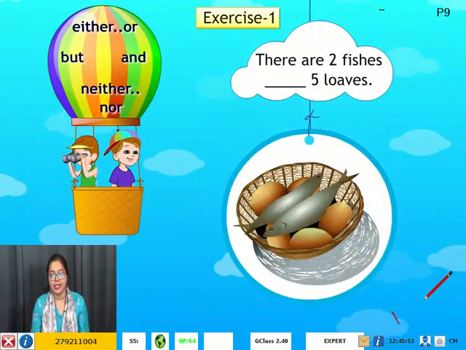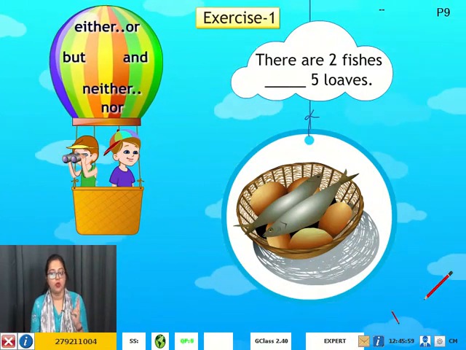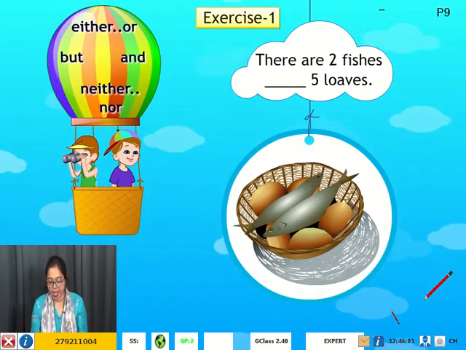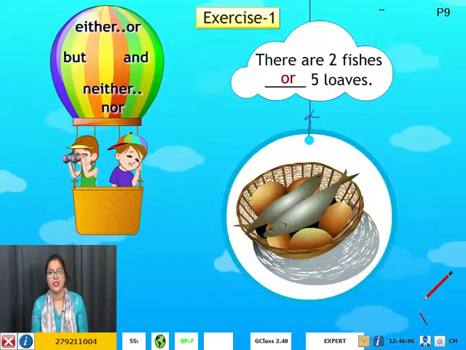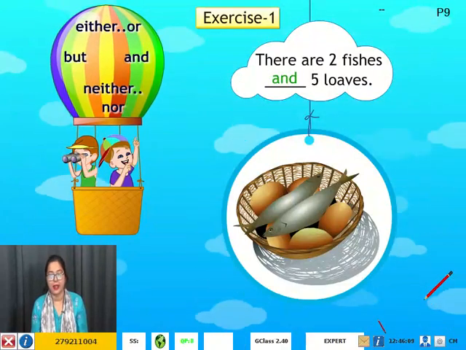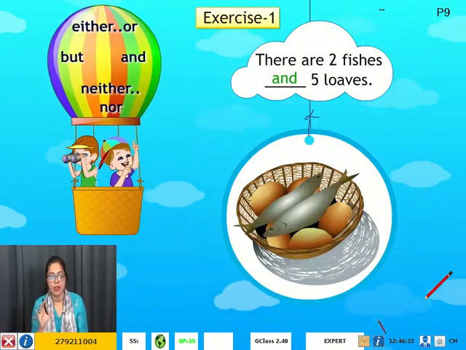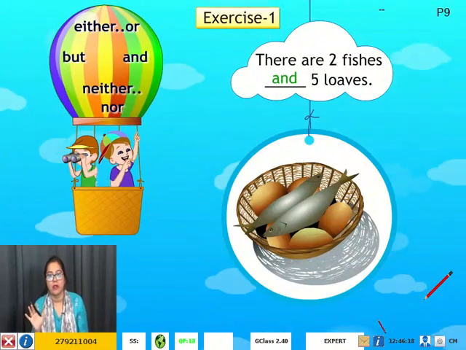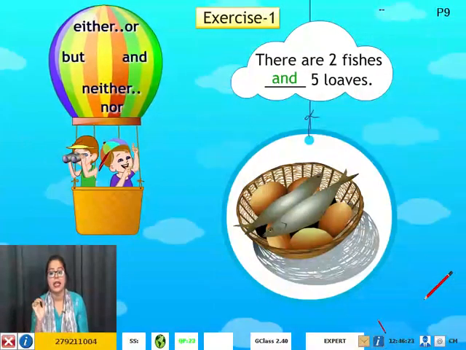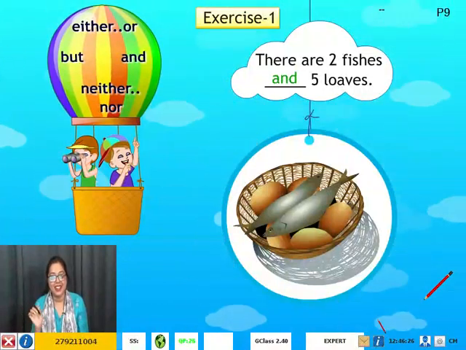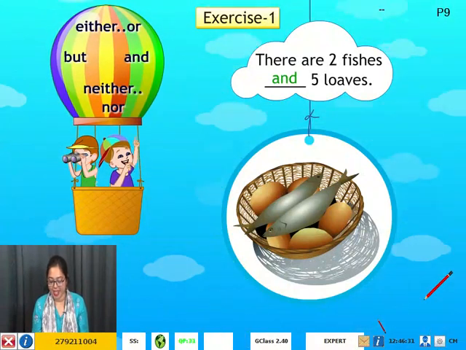So now again what we can see on the screen is a fish, isn't it? So there are two fishes dash 5 loaves. Okay. So will or be the correct answer? No, right? So what is the correct answer? The correct answer is and. So only two fishes are not there in the basket, right? Along with the two fishes, there are 5 loaves, right? So what are we going to use here? We are going to use here that there are two fishes and 5 loaves. Okay? Did you understand? Okay, great.